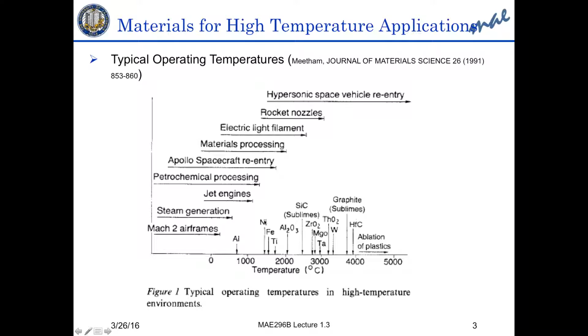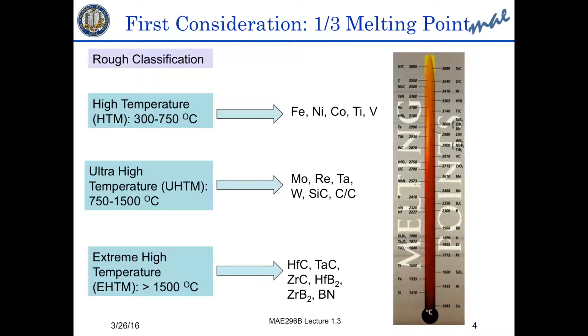You got nickel, iron, titanium clustered here, melting point. You got silicon carbide and aluminum oxide, and all of the oxides are here. You got the refractory metals, tungsten, and then finally you get something like a hafnium carbide up here that has a very high temperature capability.